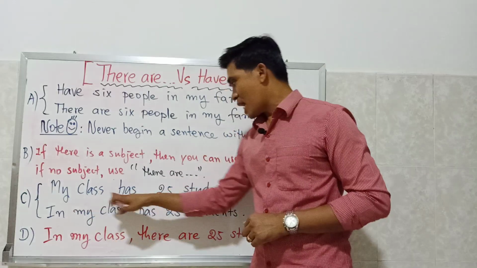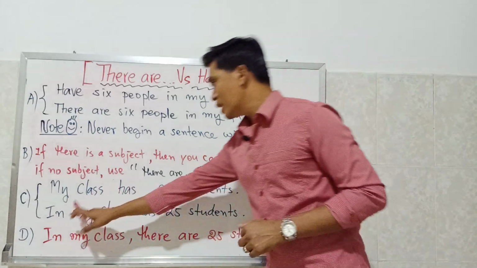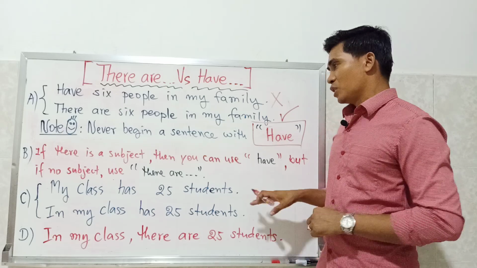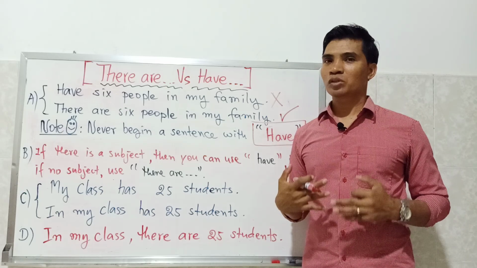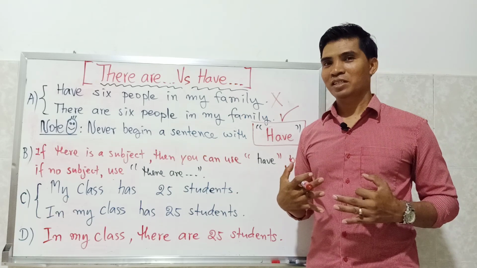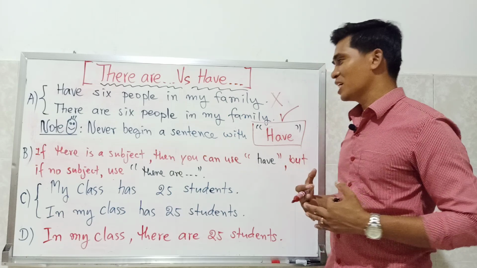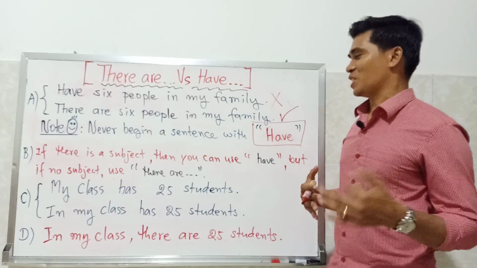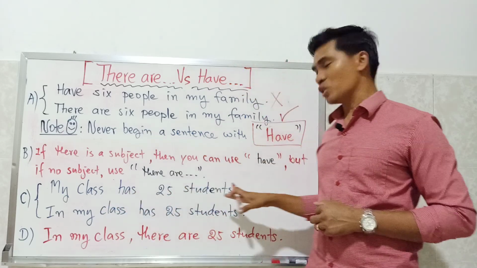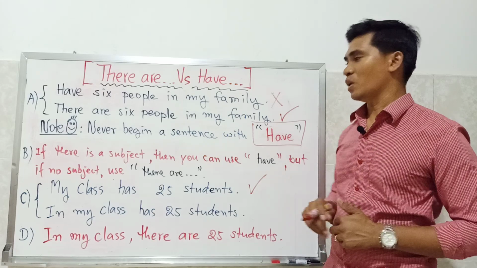"My class has 25 students." And one more, "In my class has 25 students." So in C here, we have two sentences. Which one is correct English and which one is wrong English? Let's analyze together. "My class has 25 students." This one is correct.